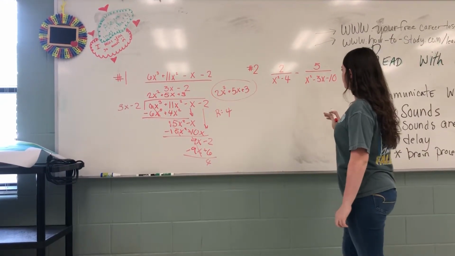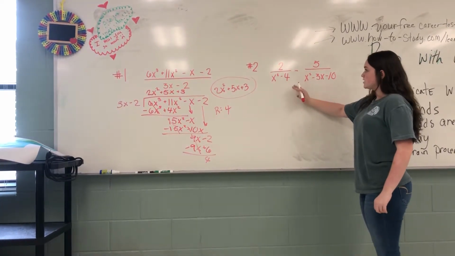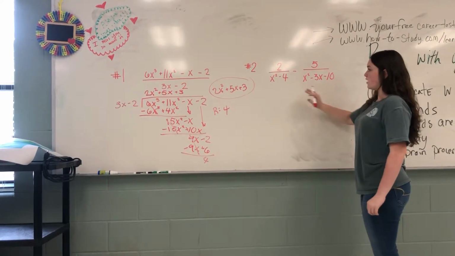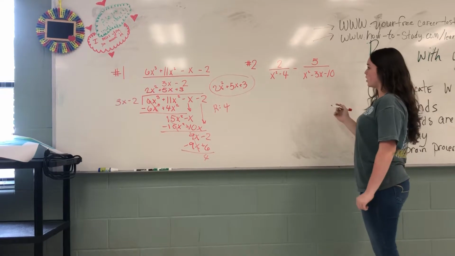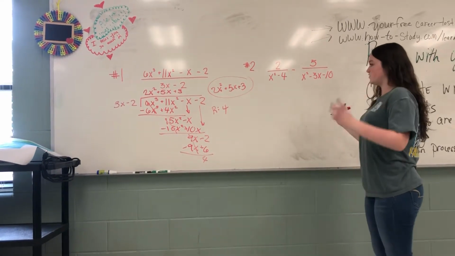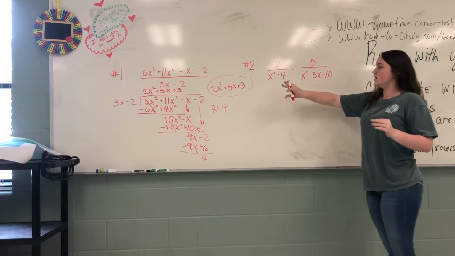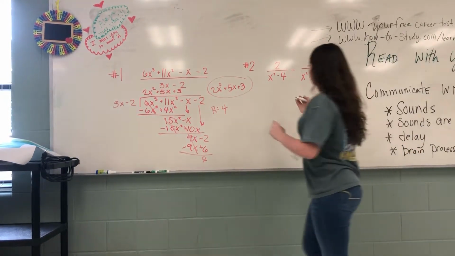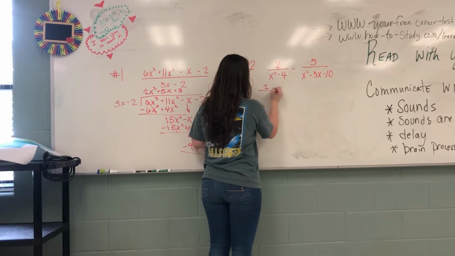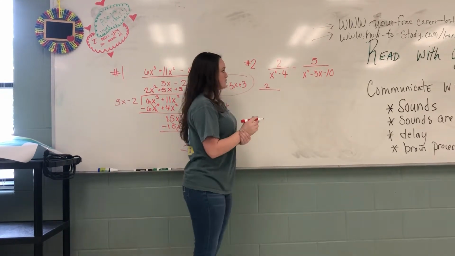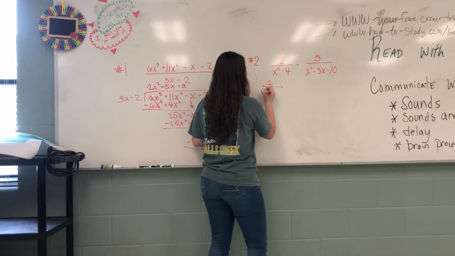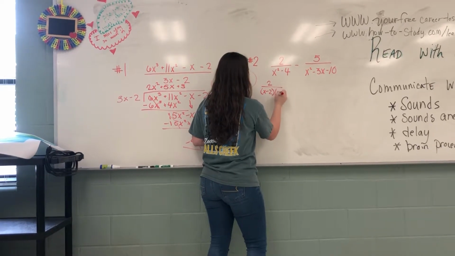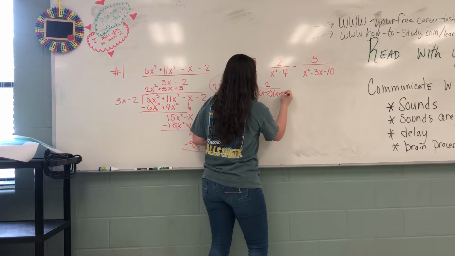The first thing you're going to do is to subtract. To subtract these, you have to have a common denominator. So the first thing you're going to do is find out what they did to get these. So you're going to factor both the denominators. So now you have 2 over x squared minus 4, which is the same thing as x minus 2 times x plus 2, because it's a difference of squares.